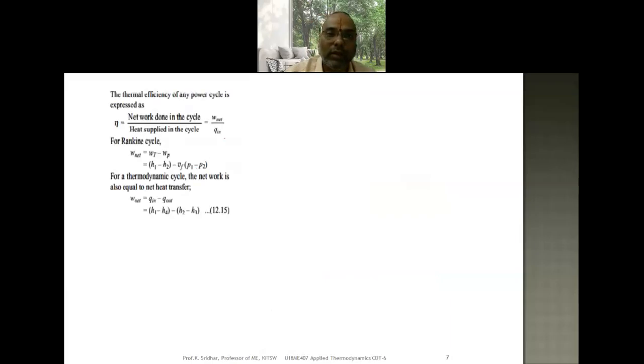So finally, our aim is to find out the efficiency, that is the net work done divided by heat supplied. You know that the net work done is equivalent to turbine work minus pump work, because some amount of the turbine work is used to drive the pump. So W net equals WT minus WP. Just now I told you that WP is V into delta P, so V into (P1 minus P2). W net can also be found out as Q in minus Q out. So this is the formula for W net.